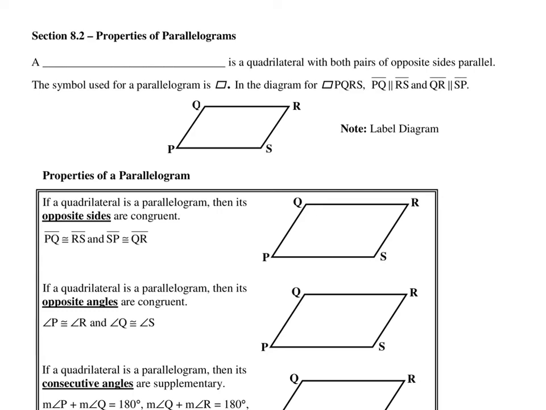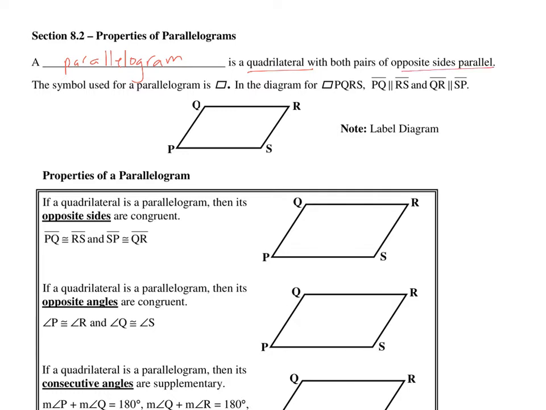Lesson 8.2, Properties of Parallelograms. Okay, so a parallelogram is a quadrilateral. What is a quadrilateral? It means it's a polygon with 4 sides, with both pairs of opposite sides parallel.